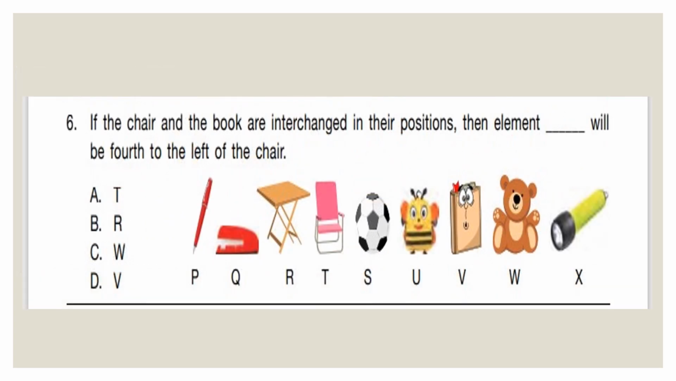Question number 6. If the chair and book are interchanged in their positions, then which element will be fourth to the left of the chair? If the chair and book interchange their positions, that means this place is the chair. So we will count from here to the left side. This is the left side and this is the right side. So fourth from the book is first, second, third, fourth. That is the table. So the answer is option B, R.